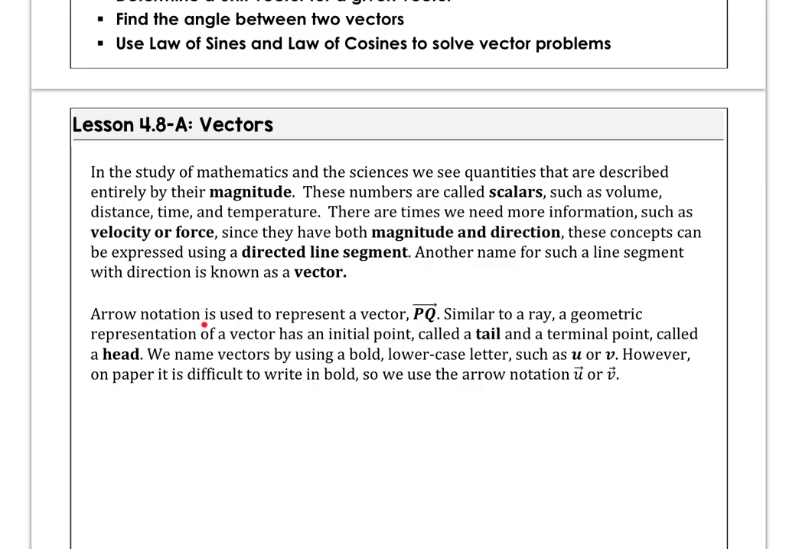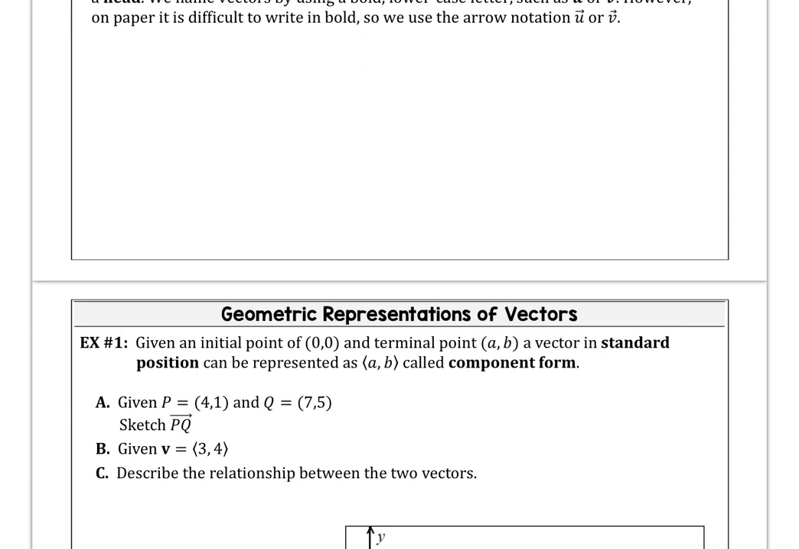We like to use arrow notation to represent a vector like PQ here. A geometric representation of a vector has an initial point called a tail and a terminal point called a head. We name vectors by using a bold lowercase letter such as u or v. But on paper, it's difficult to write those in bold. That's why we like to use the arrow notation. Let's look at this first example.